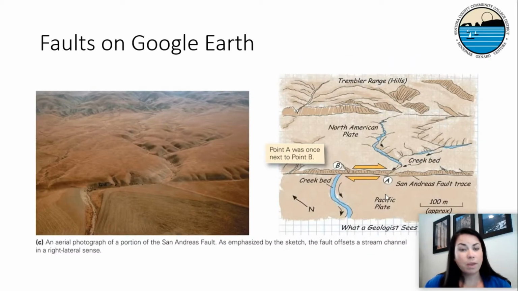Well, here's another famous fault here on Google Earth. Here's an aerial photo of the San Andreas Fault. Can you see where that fault line is? Well, it's right here. And like I said, strike slip faults are the easiest ones to see on Google Earth because we see the surface expression. Here you can clearly see that this is the creek bed on the left, and it has been displaced quite a bit. Here's the creek bed on the right. So it has moved relative to this fault.